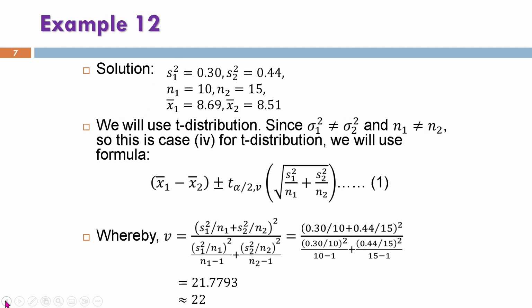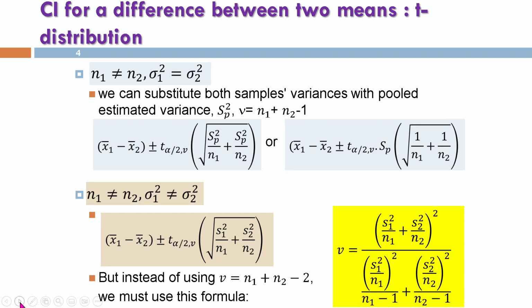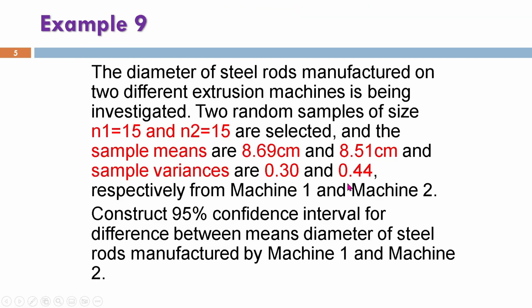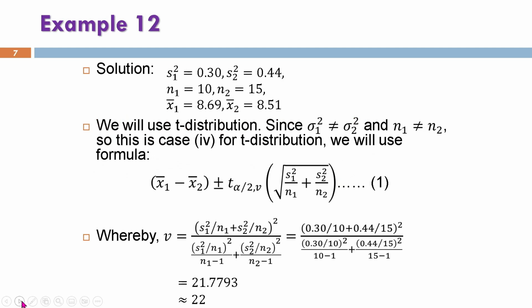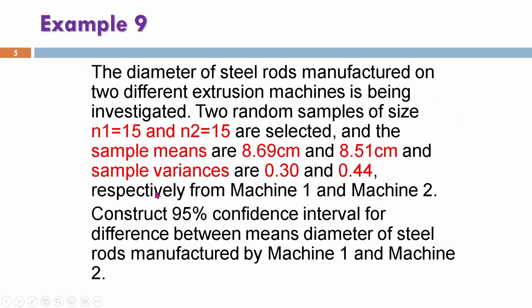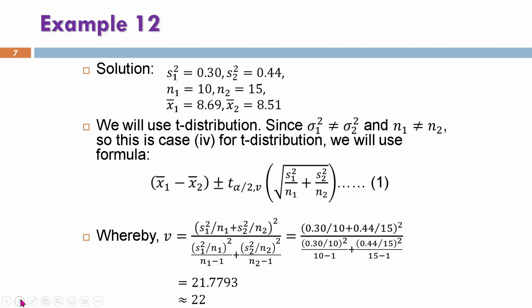So this is the information. Variance for first sample 0.3, second sample 0.44, and sample sizes 10 and 15. Mean for sample 1 is 8.69, sample 2 is 8.51. So since both sample size are less than 30, we use a t distribution table, and since both variances are not the same, no need to calculate the pooled estimated variance sp squared.